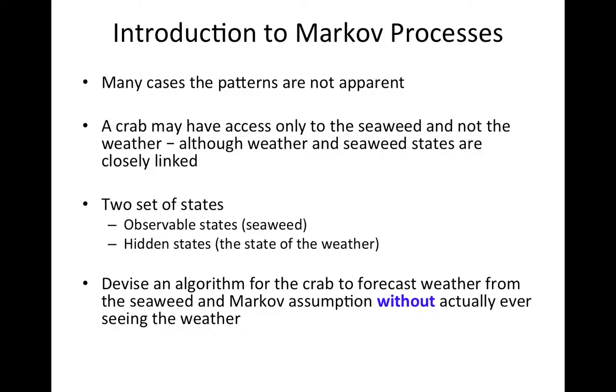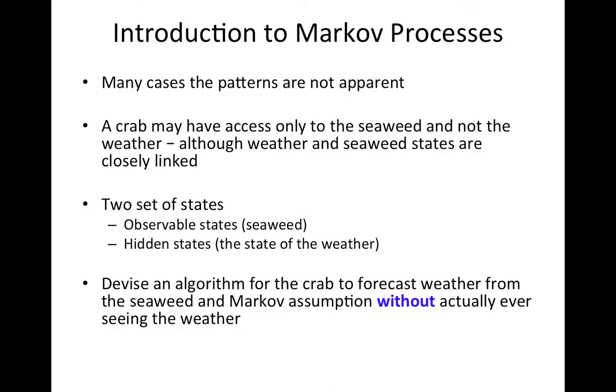In many cases, the patterns are not apparent. Okay, so for instance, a crab may have access only to the seaweed and not to the weather, right? So it may just look at the seaweed and kind of infer what the weather could be, right? So we have two states essentially. One is an observable state, in this case, seaweed, and the hidden states could be the state of the weather, whether it's sunny, rainy, or cloudy, right?